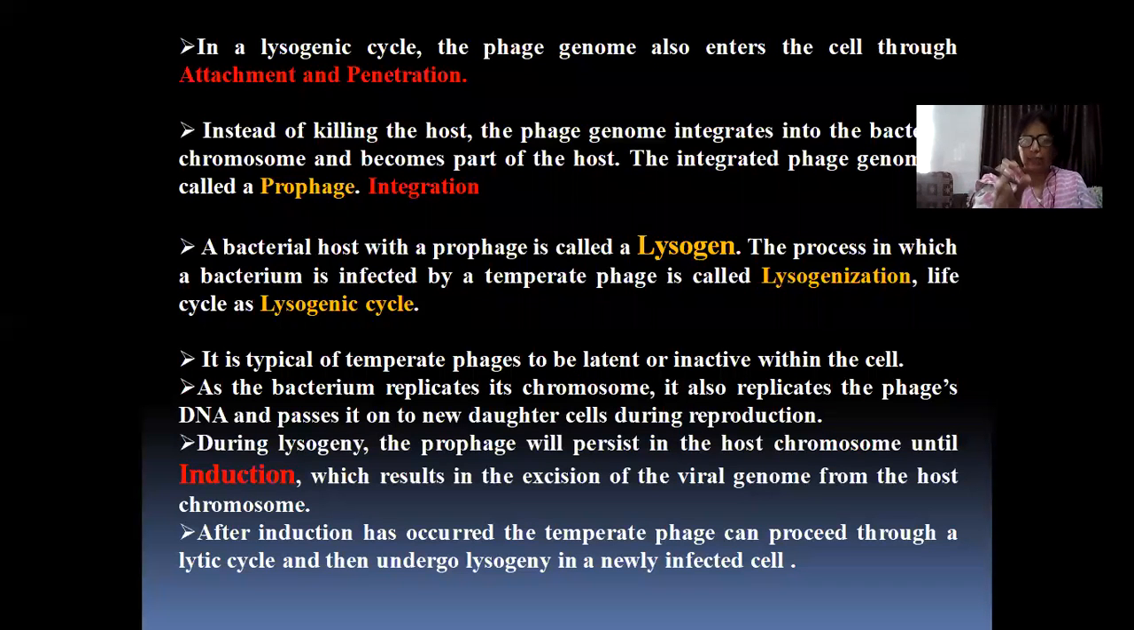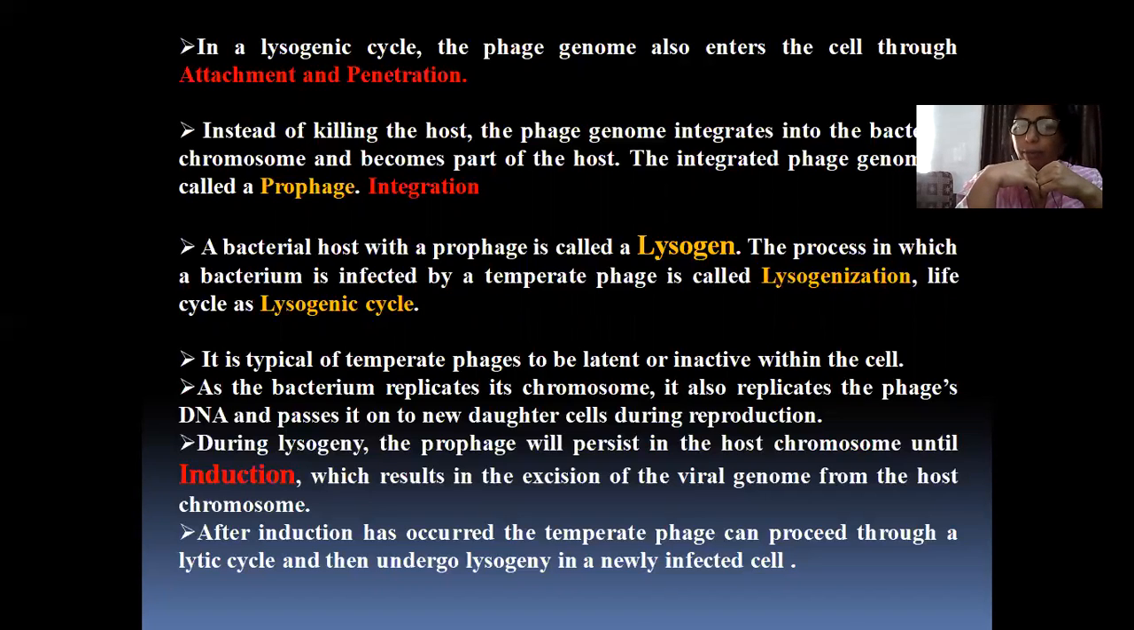In the lysogenic cycle, the phage DNA also enters the cell through attachment and penetration. Instead of killing the host, the phage genome integrates into the bacterial chromosome and becomes part of the host. The integrated phage genome is called a prophage, and this whole process is known as integration. A bacterial host with a prophage is called a lysogen, and the process in which a bacterium is infected by a temperate phage is called lysogenization, and this life cycle of the virus is known as the lysogenic cycle.